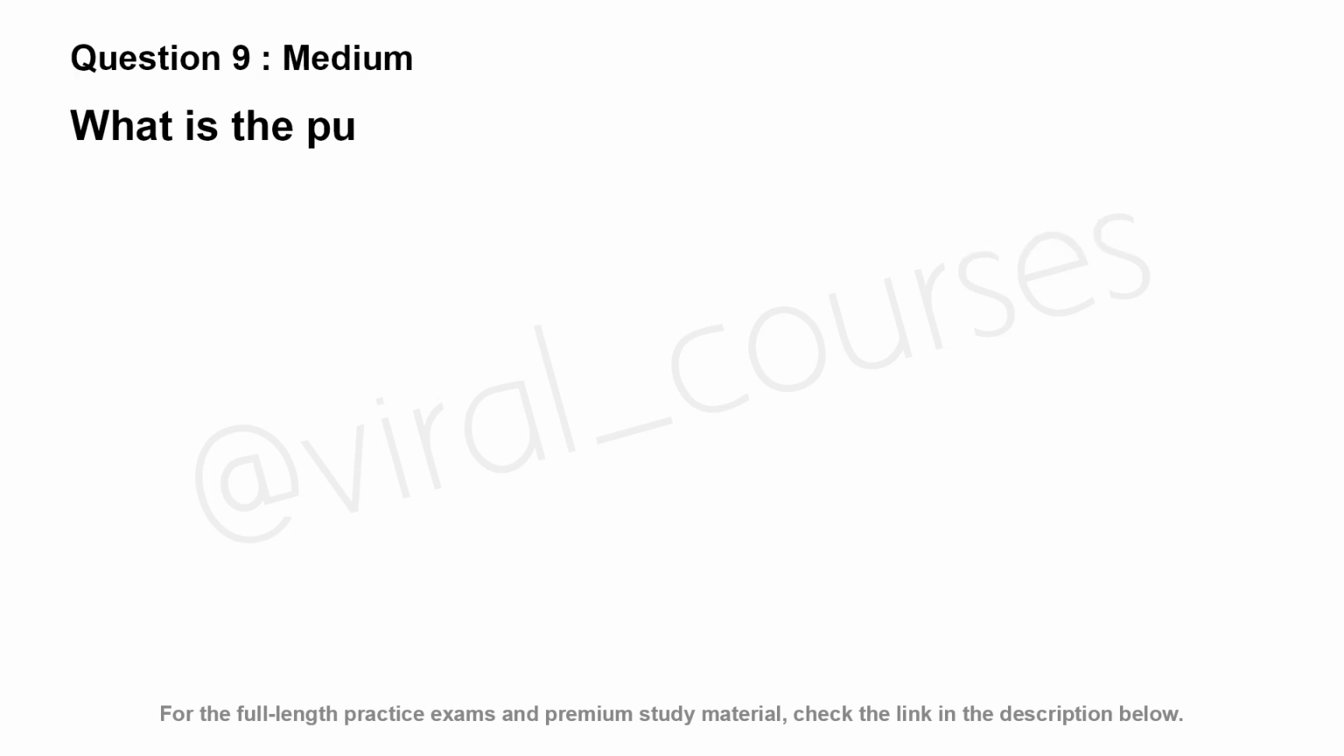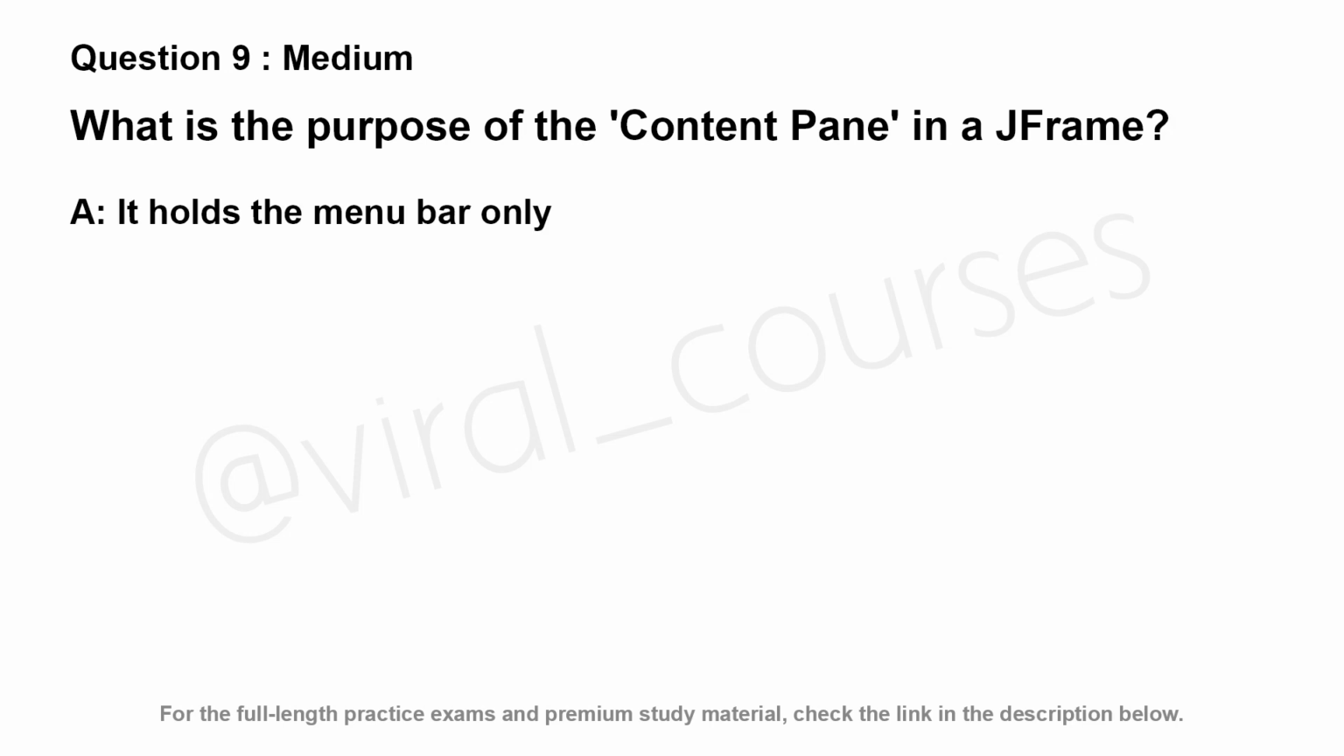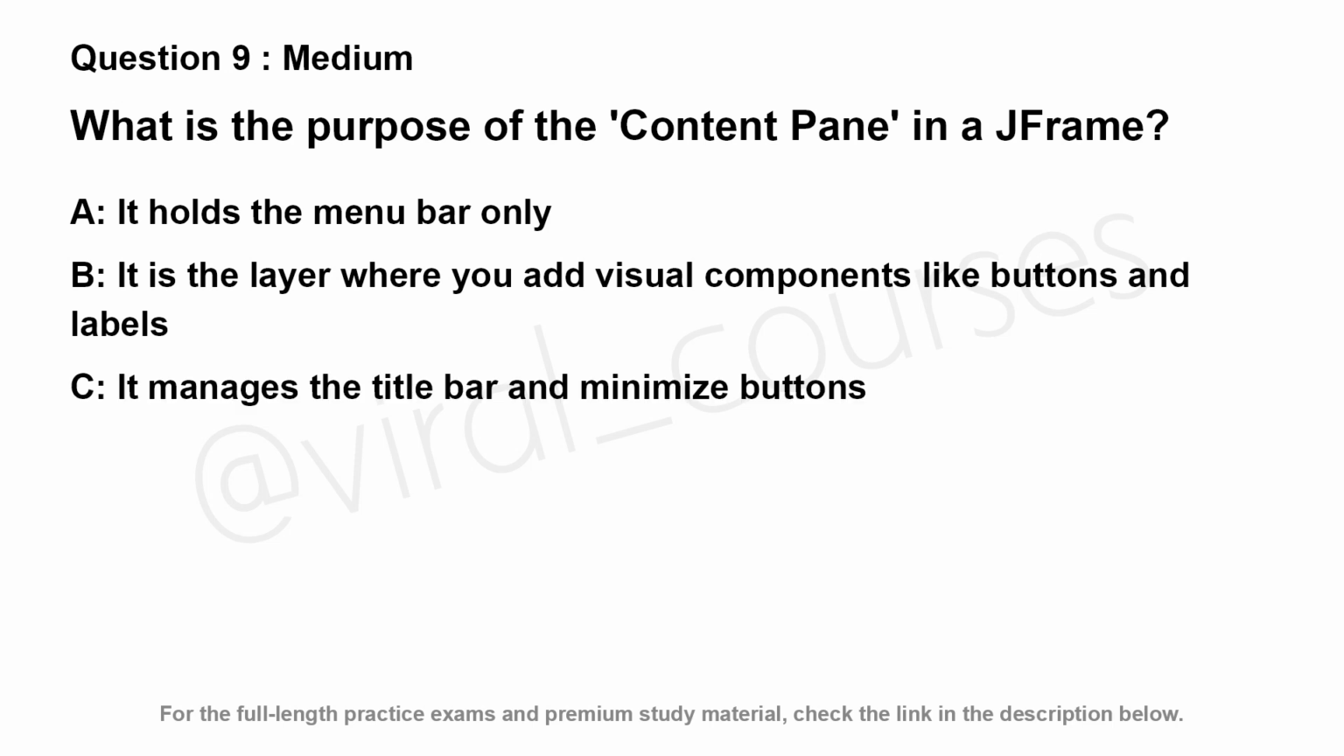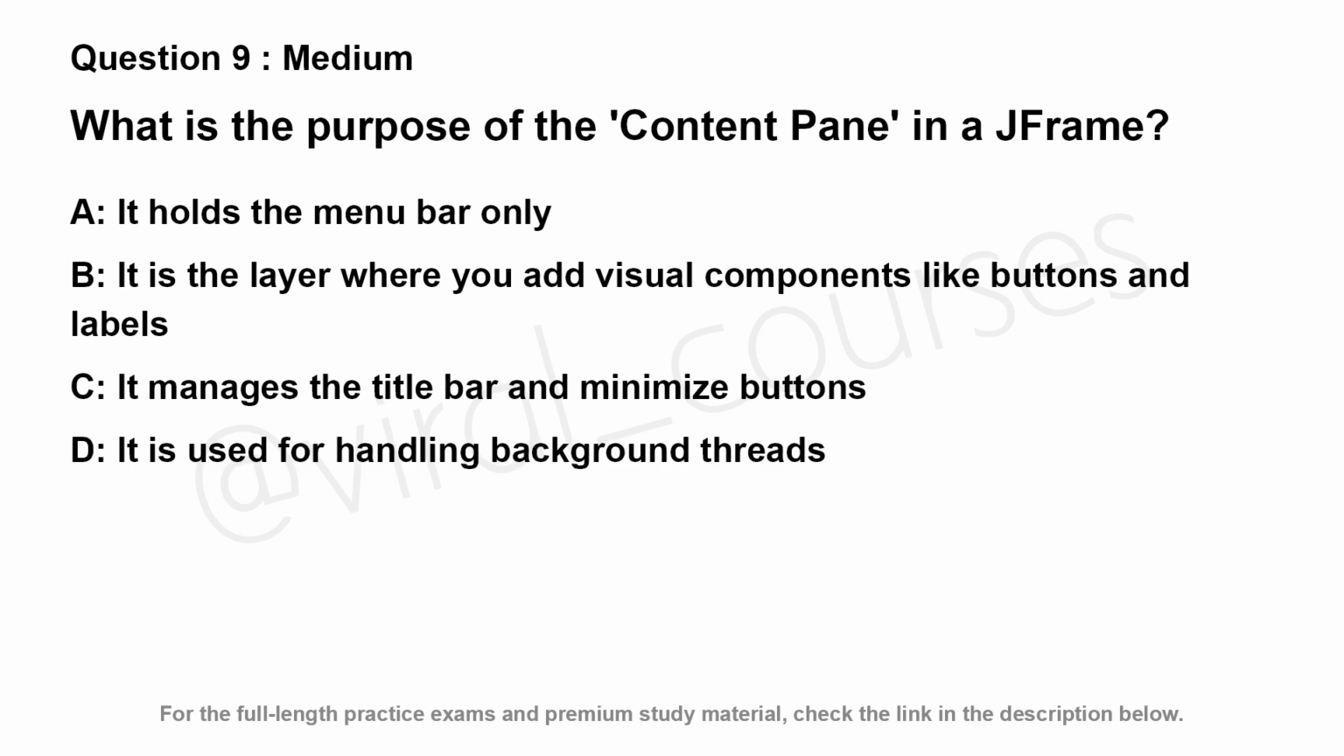What is the purpose of the content pane in a JFrame? Option A, it holds the menu bar only. Option B, it is the layer where you add visual components like buttons and labels. Option C, it manages the title bar and minimize buttons. Option D, it is used for handling background threads.